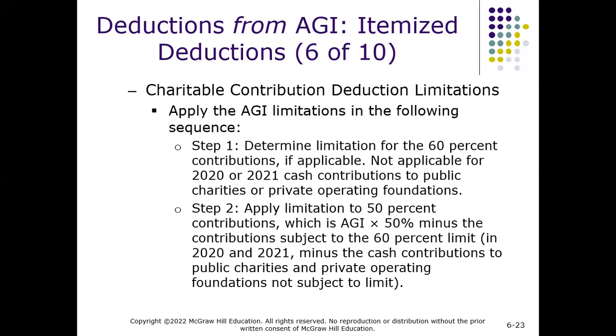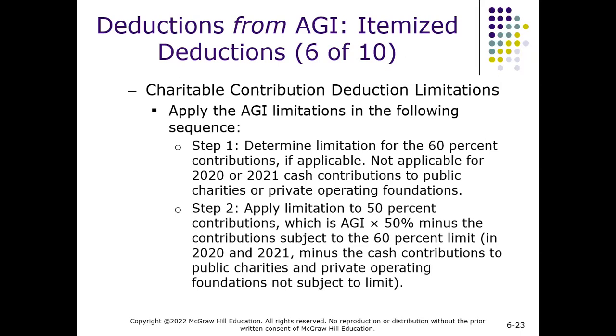Then there are private non-operating foundations. These are usually privately funded, but they don't carry on a charitable activity. They donate to other charitable activities, and they cite the Bill and Melinda Gates Foundation. So you're not going to have a huge amount of taxpayers in the private operating and private non-operating foundation categories. But if you have a taxpayer that does contribute to these, there are limitations on how much they can deduct.